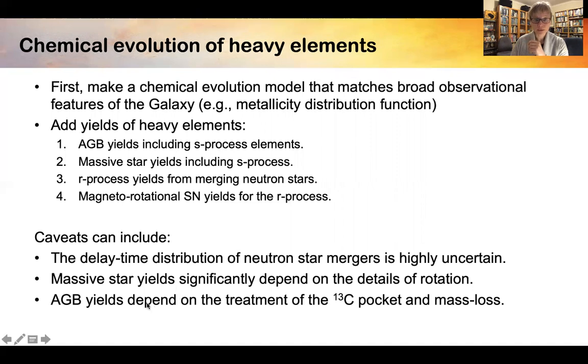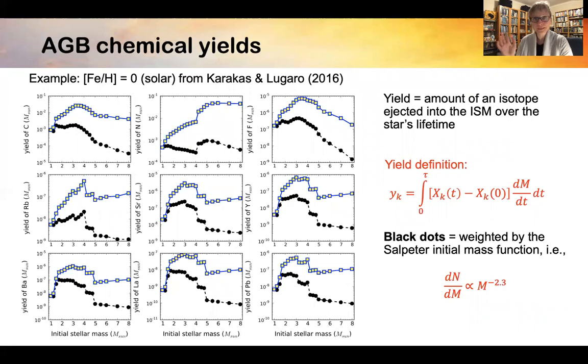AGB yields themselves depend on the treatment of the carbon-13 pocket and also mass loss. And we have huge uncertainties with both of those. We don't know how carbon-13 pockets are made still. So this leads to uncertainties. But we can make some progress, of course.